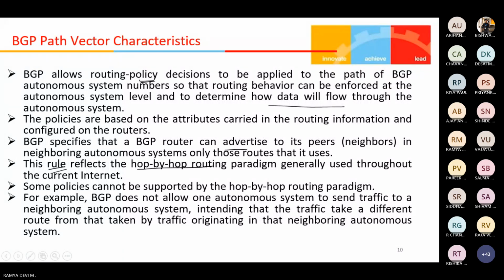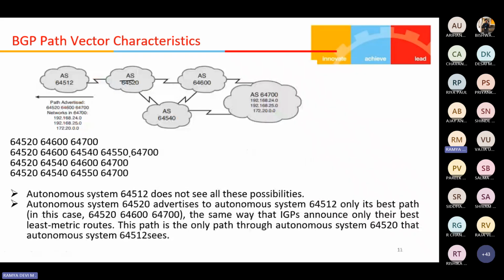Right? So path vector characteristics: multiple possible paths will exist. In this example, from 64520, if I want to pass to 64700, I have two paths. This is path one. I can reach from this way, and this is path two. So multiple paths are available.